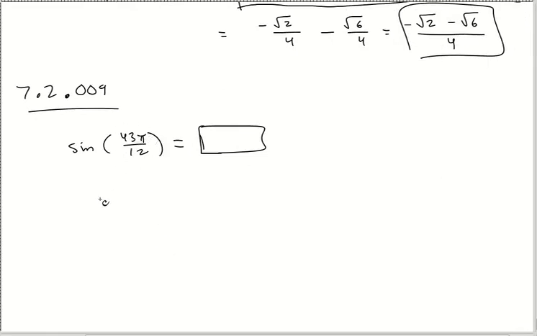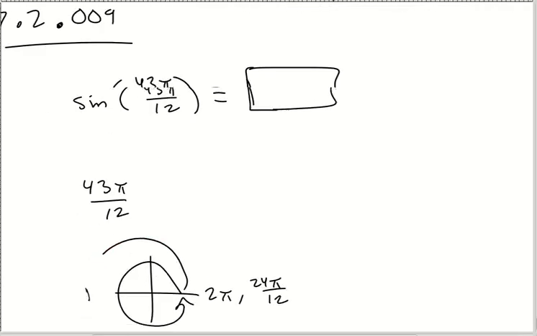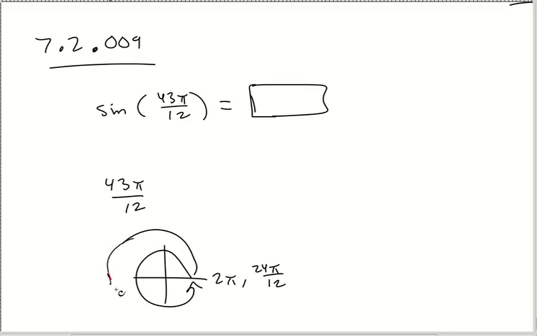This 43 pi over 12 is way outside of a single revolution. Notice if I went around one whole revolution, this is 2 pi. But another way to express that would be 24 pi over 12. Again, I'm trying to find that common denominator. Notice that 43 is way past that. Of course, I had to zoom in while doing it, sorry. It's way past it. I don't know exactly where. It could be anywhere around here.